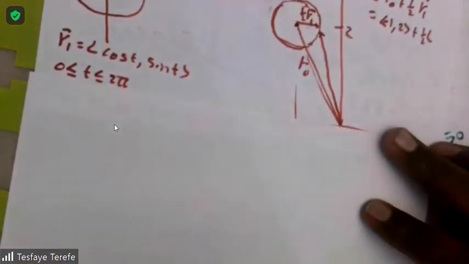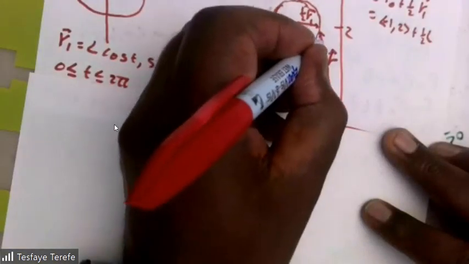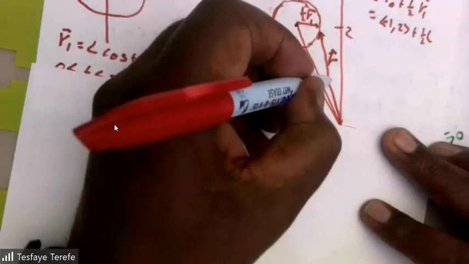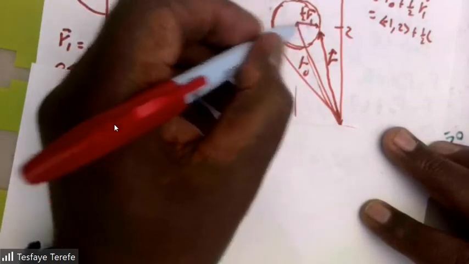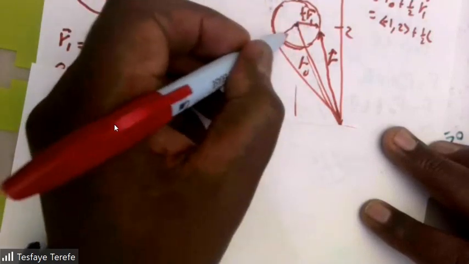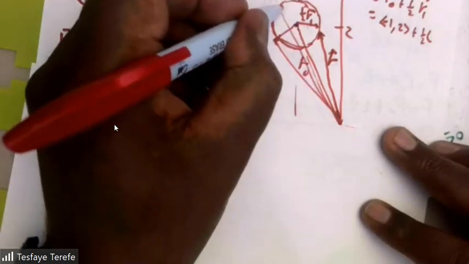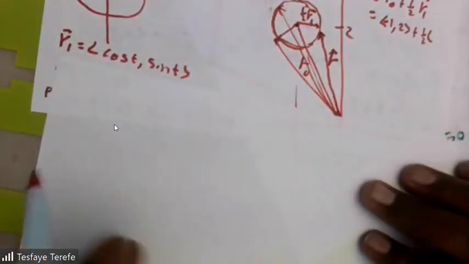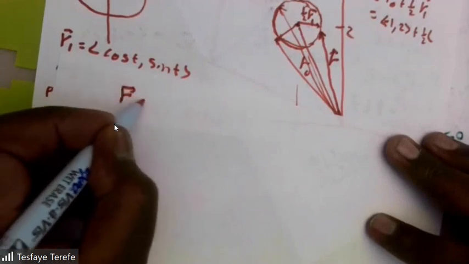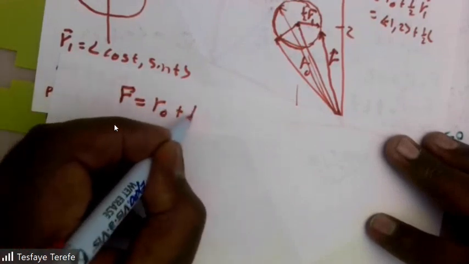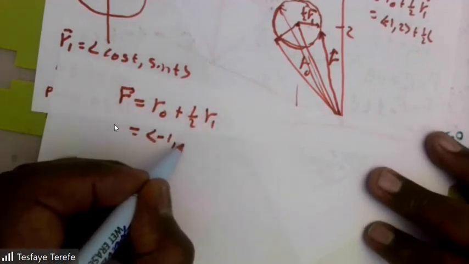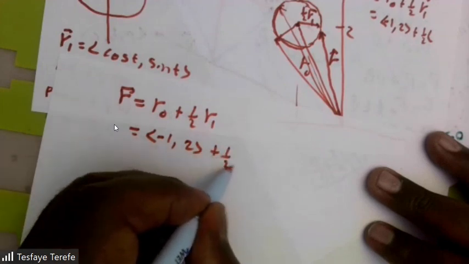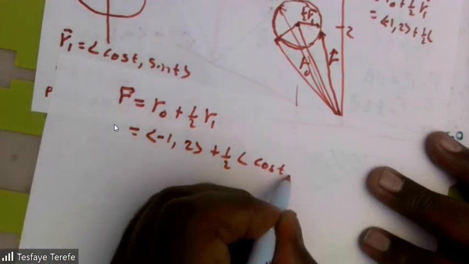Are you following what I am trying to show you? Look, this R is really changing. When it is here, it is really pointing this way. When it is over here, also, it is the same as this R sub 0, and this is 1/2 R1 times t. And if it is over here also, it's the same thing. So the equation is going to be R equals R sub 0 plus 1/2 R1, and R sub 0, as I said, is -1 and 2, and 1/2 of cosine of t and sine of t.